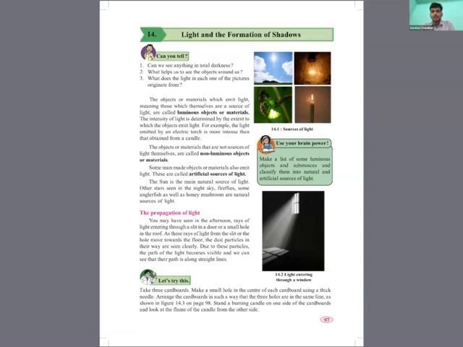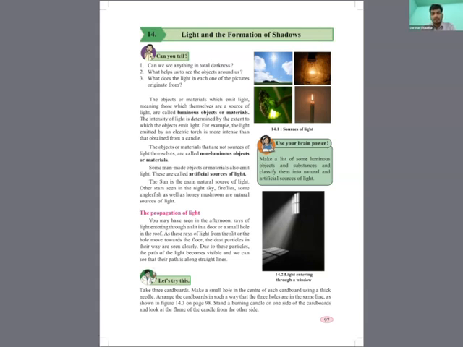Our subject is science and my topic is light and formation of shadows. So let us know what light is. Light is a form of energy which helps us to see objects. Light travels in a straight line. So light has an important property, that is rectilinear propagation of light.